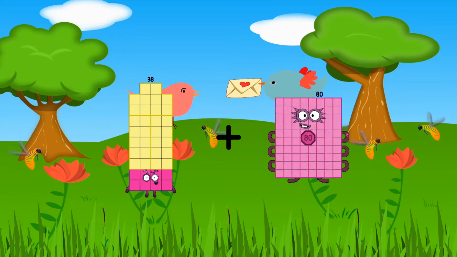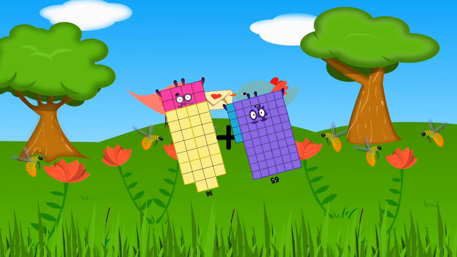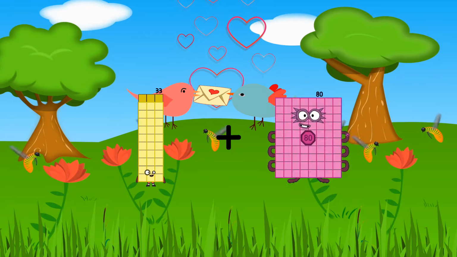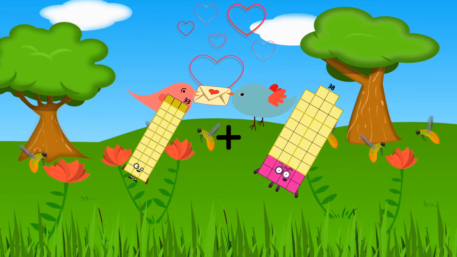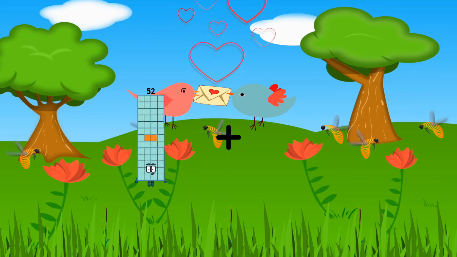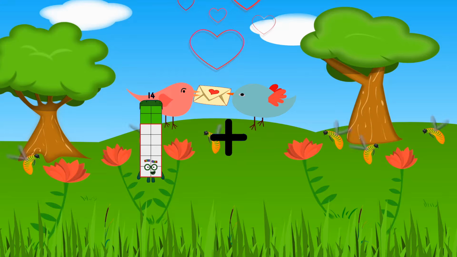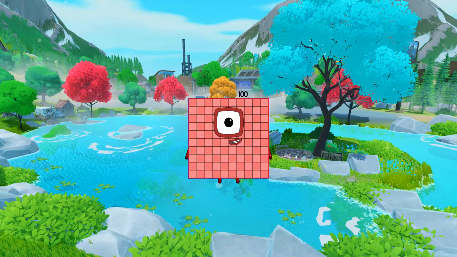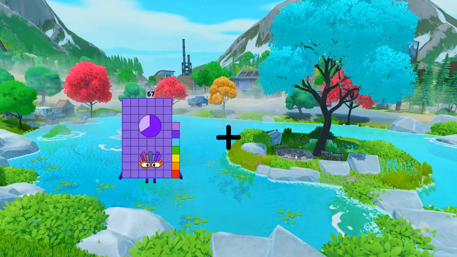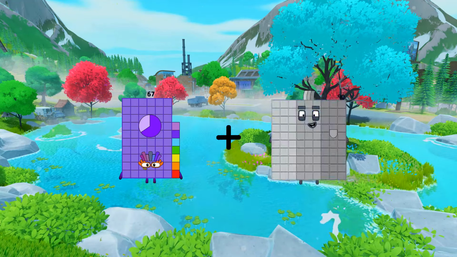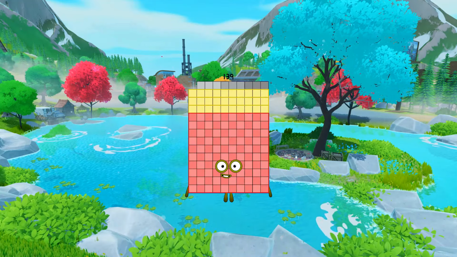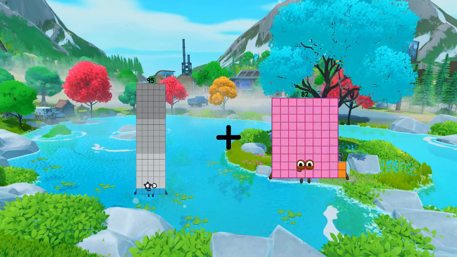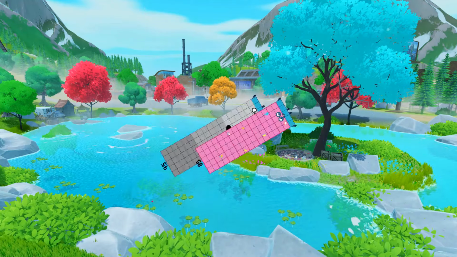38 plus 65 equals 103. 33 plus 38 equals 71. 14 plus 86 equals 100. 67 plus 72 equals 139. 95 plus 85 equals 180.